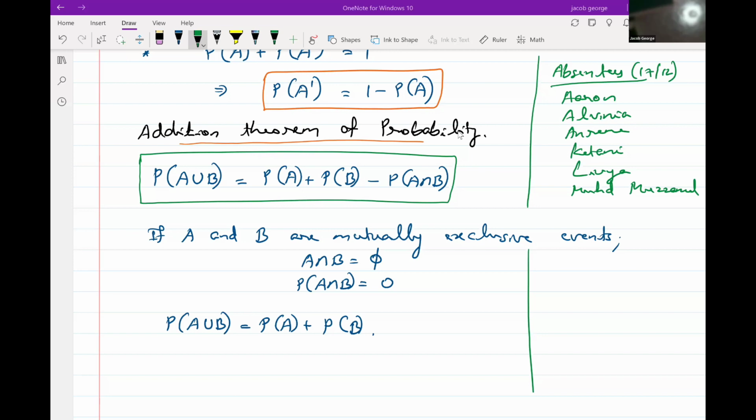Okay. So now let's start sums based on probability. So please write.